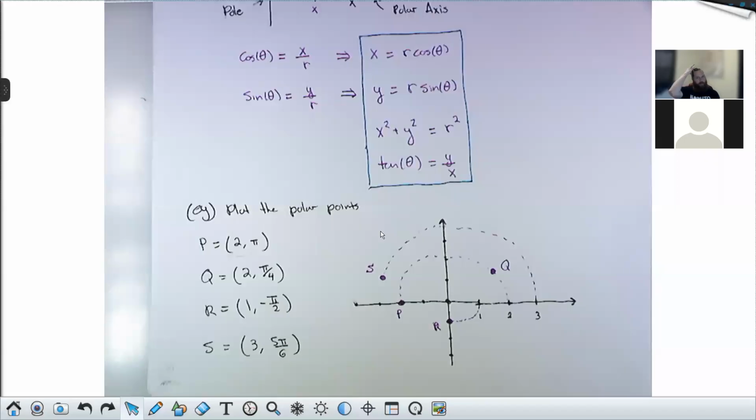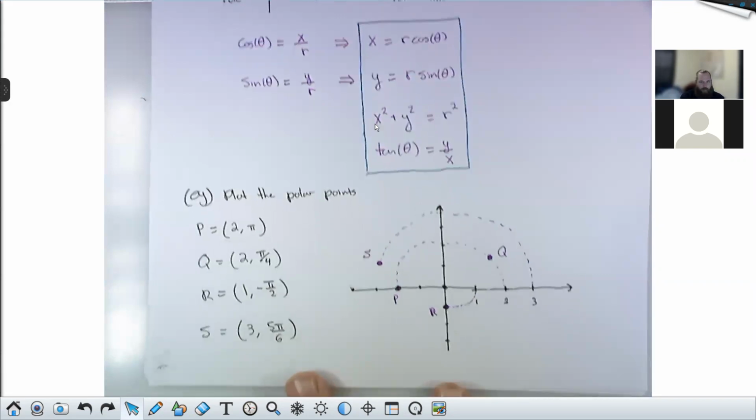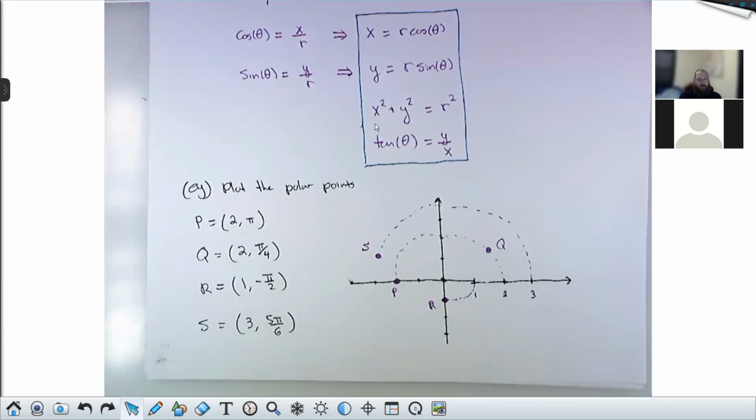So this is how we plot points in polar coordinates. There is some subtlety. r is not necessarily always going to be a positive number, and we're going to learn how to deal with that. But this is the basics, right? This is where we need to start. Questions about how we were able to plot these points, P, Q, R, and S in the polar coordinate system?